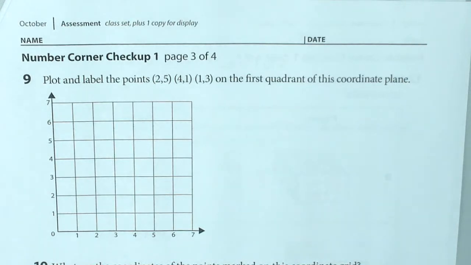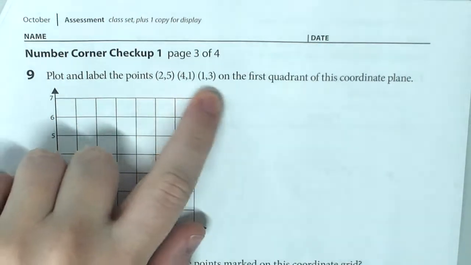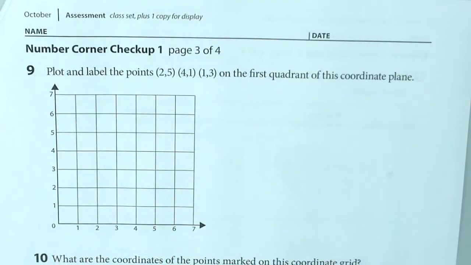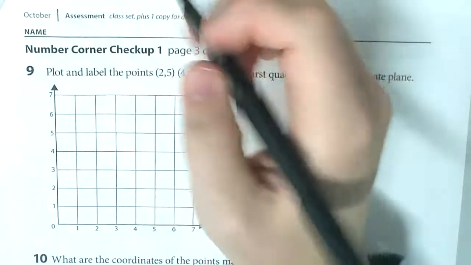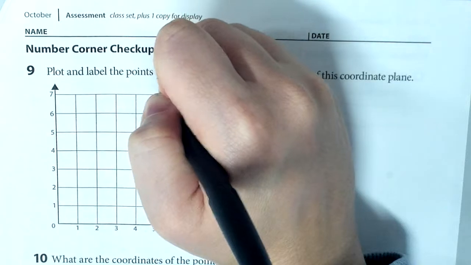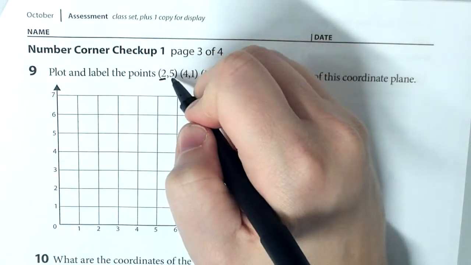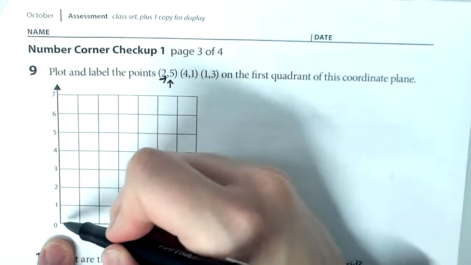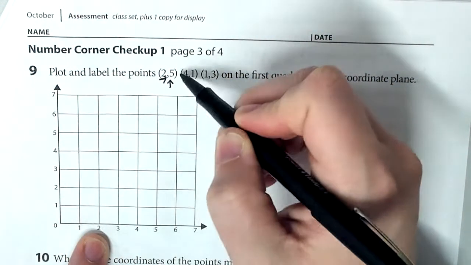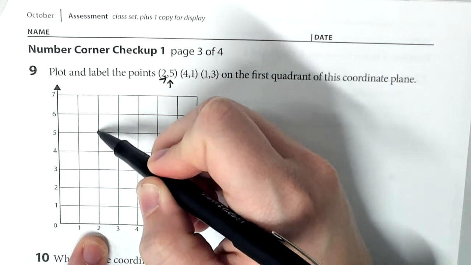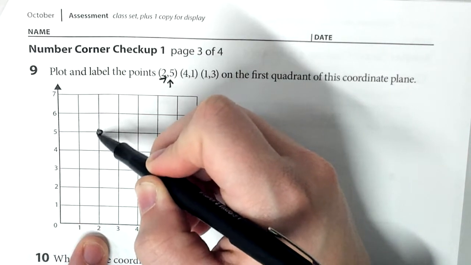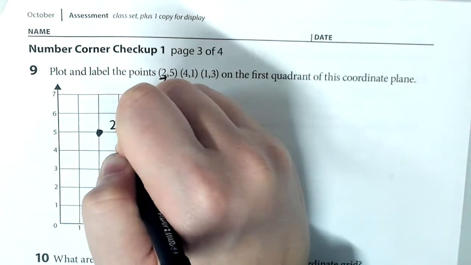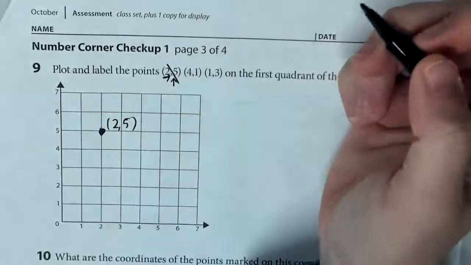It says plot and label the points on the first quadrant of this coordinate plane. I love graphing coordinate points. The thing that you need to know about coordinate pairs or ordered pairs is the first number is how many you go over. The second number is how many you go up. So we're going to go for 2, 5. We're going to go over 2, up 5. So I go up to 5. I put my point, and then I label it. 2, 5. Done with that one.